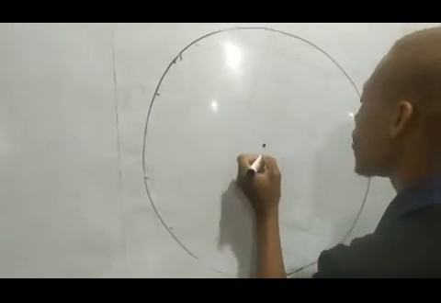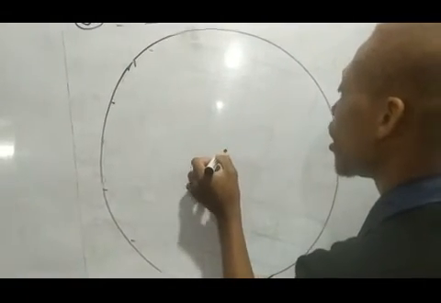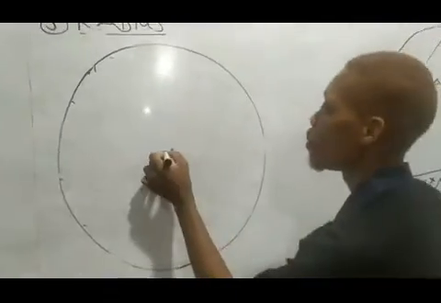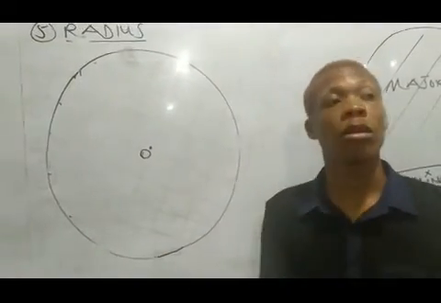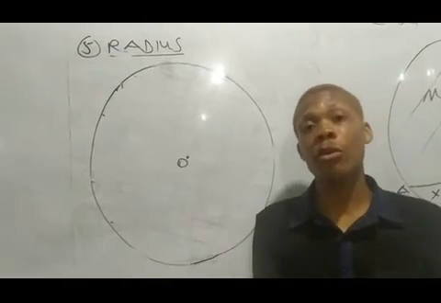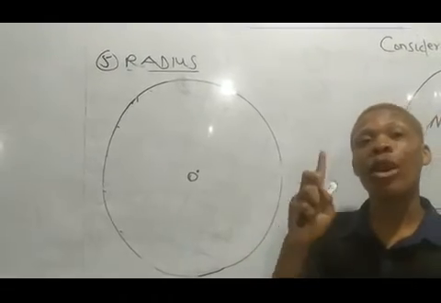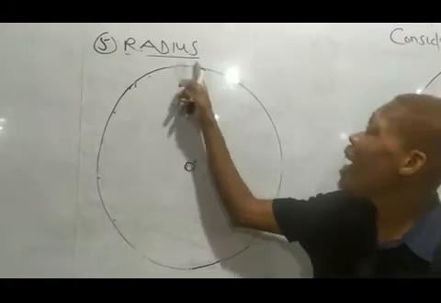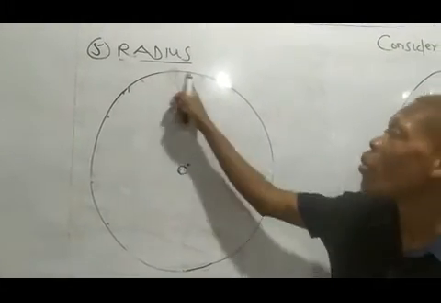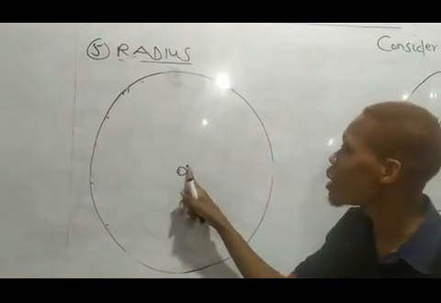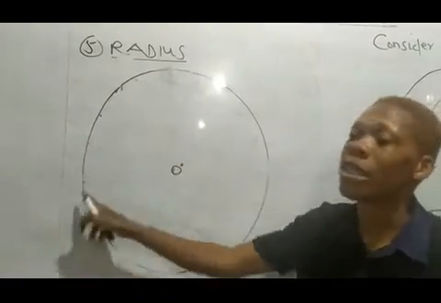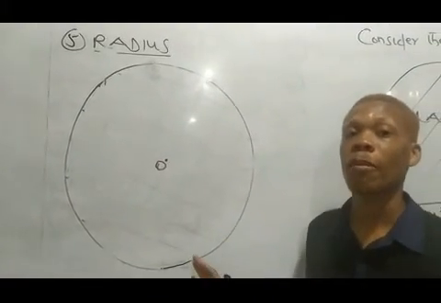Assuming this is the center of the circle, let me indicate it with a variable. Let me call that O. Now, from the definition, a radius is a straight line from the point O to any point on this circumference. Any straight line that you draw from this side to touch any of these boundaries is what we call the radius.